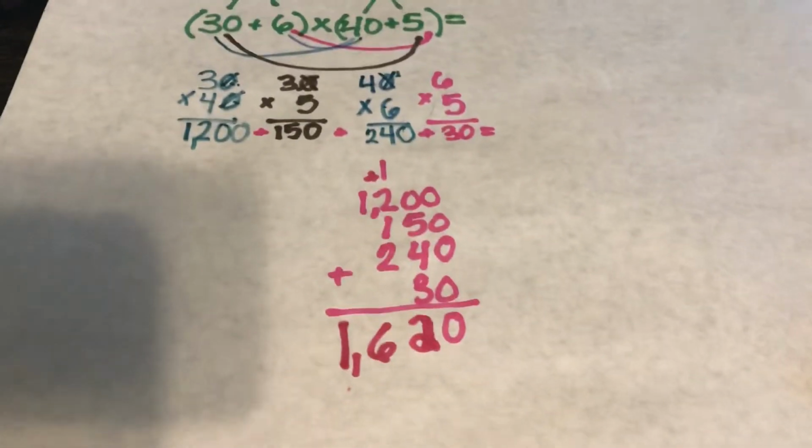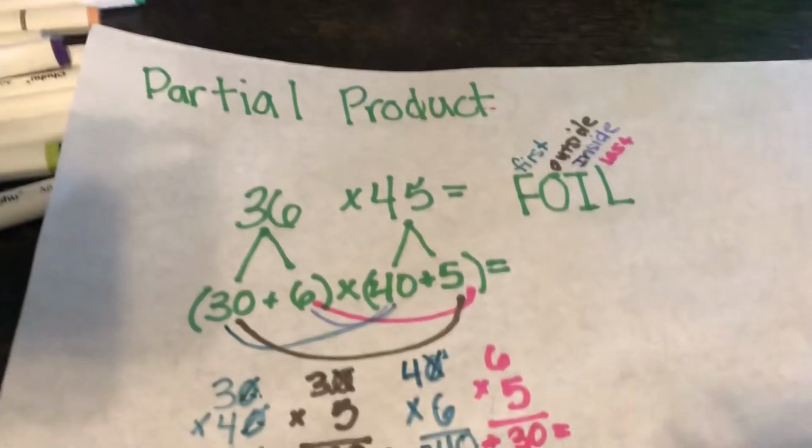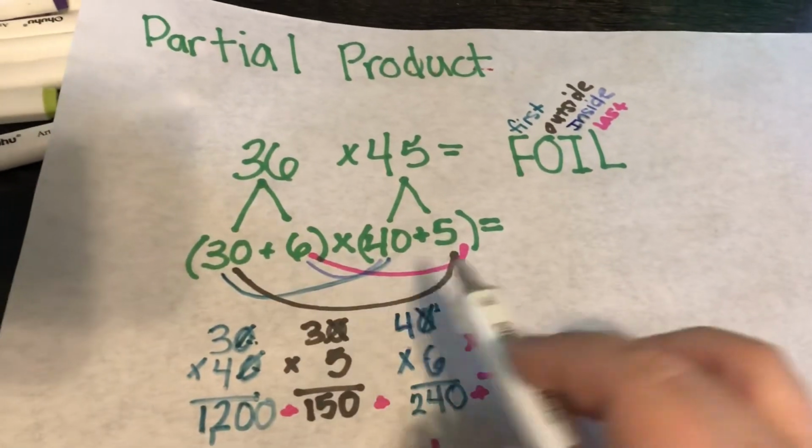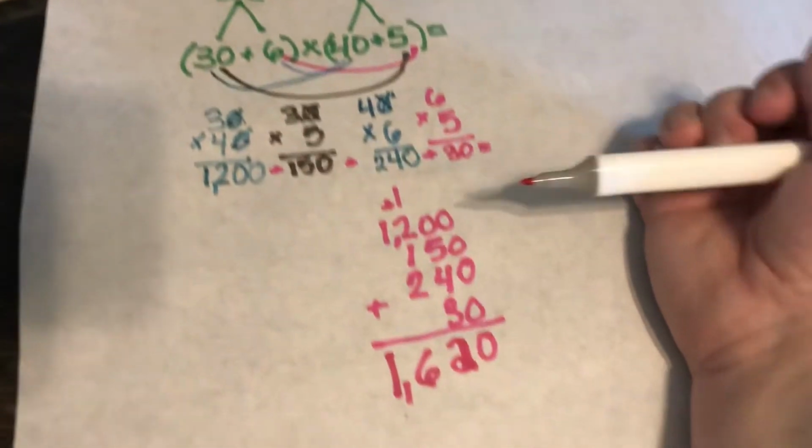So 1,620 is the answer. This is partial product because you break it apart in order to get the total product.